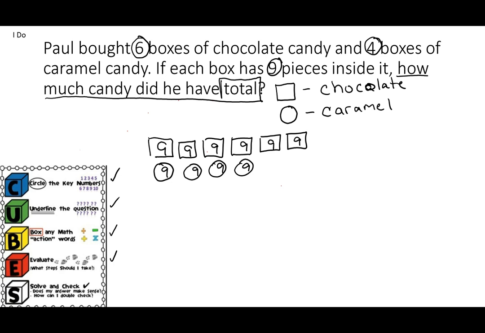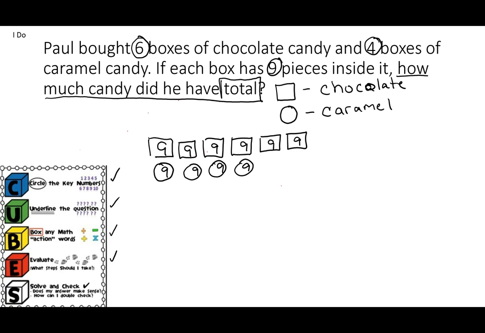And the last step is to solve and check. Now there's 2 ways to solve this problem. First way, I can add my chocolate boxes to my caramel boxes, take that total and multiply it by 9. So let's see what that looks like.